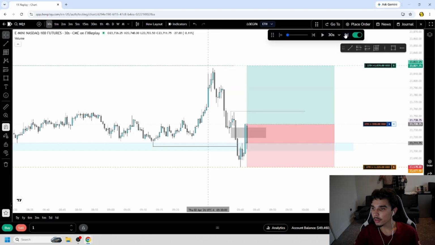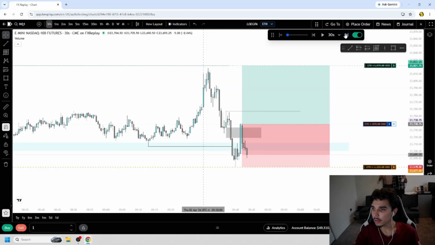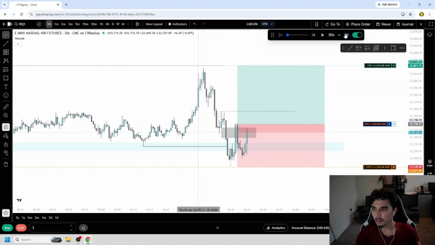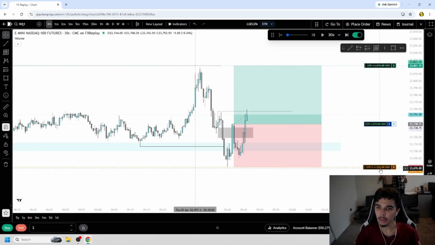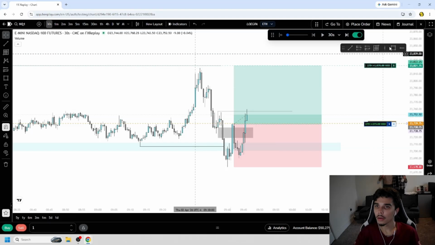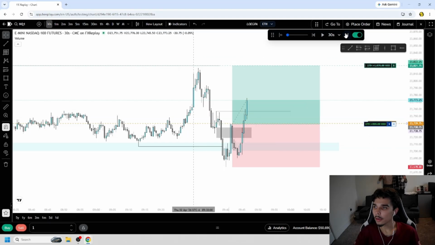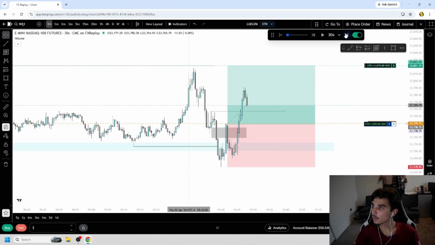We got the inversion, and that is not the reaction I want to see. So it looks like we might get stopped out. There's the reaction. Okay, we're almost break even. We're break even here. Awesome. Good push. Good push.